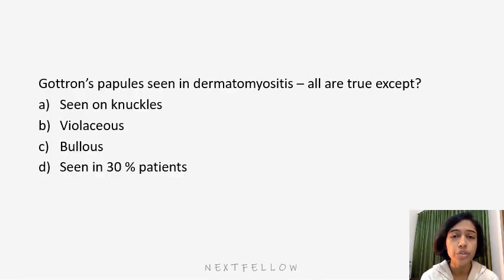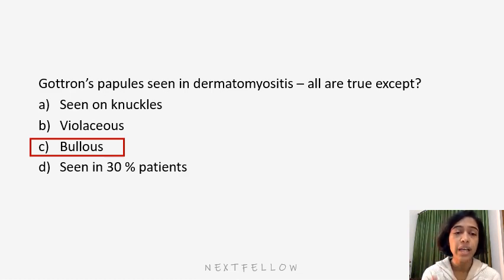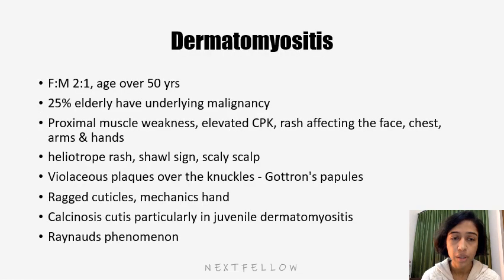Gottron's papules seen in dermatomyositis, all are true except: seen on the knuckles, violaceous, bullous, or seen in 30% of patients. So for Gottron's papules, all the features are correct except that it is not bullous. These are erythematous or violaceous papules which are seen on the knuckles, and they're seen in about 30% of patients with dermatomyositis.